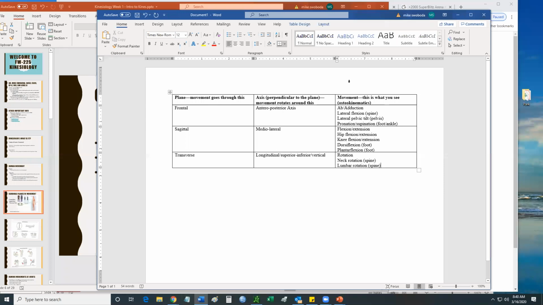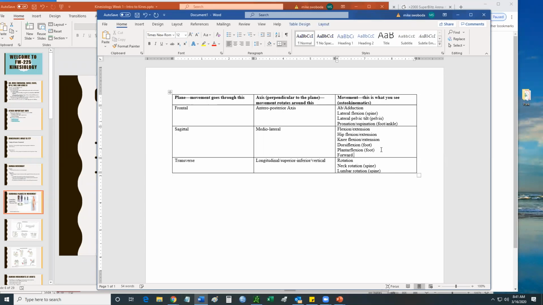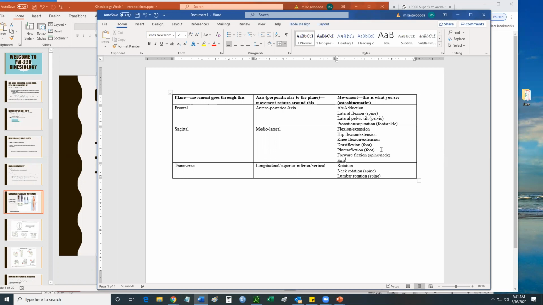Now, the one I'm not including in here is inversion and eversion, which is a foot and ankle movement. We'll cover that more when we get there, but that one really doesn't conform to this chart. It's one of like the only ones that's kind of on its own. So don't let that one confuse you. But these are the rest of the ones you'll have to know. So these are the movements that you'll need to know the rest of the class here. I guess I should say forward flexion of the spine or neck, extension of the spine or neck will fit in there too.